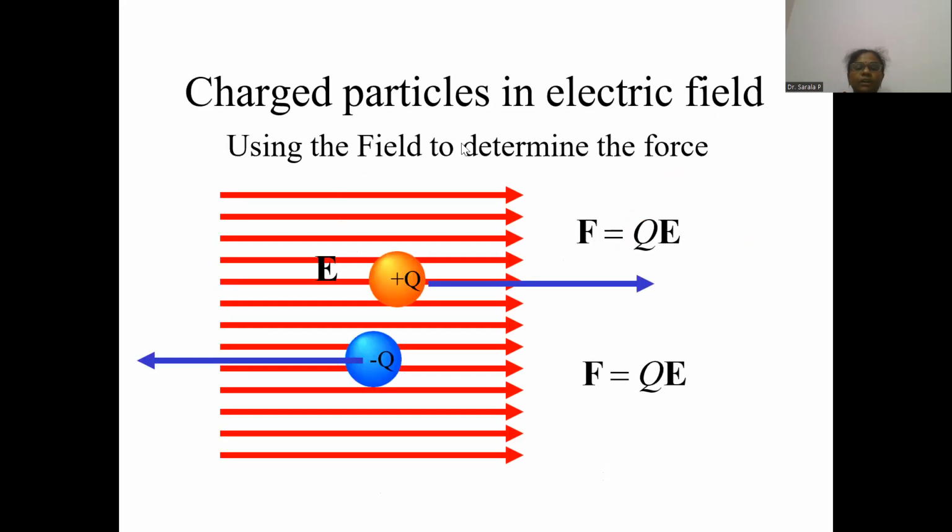So now charged particles in an electric field. Here this is the electric field for the positive charge as well as the negative charge. This is the direction of the field along the force. F is equal to Q, and here minus Q. Minus Q is nothing but a negative charge. For a negative charge, the force is acting not along this direction but along the other direction. So F is equal to Q here.